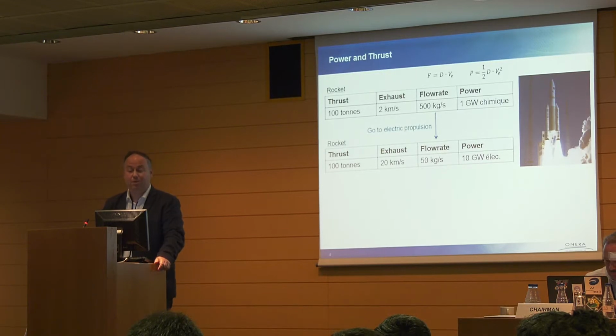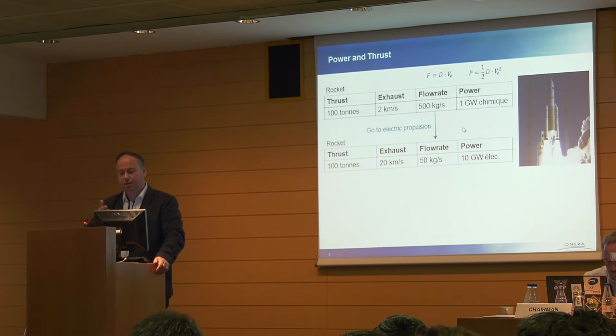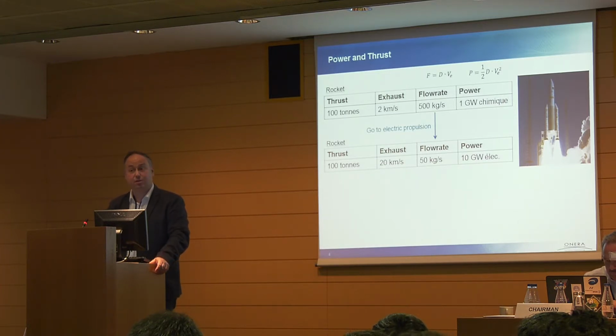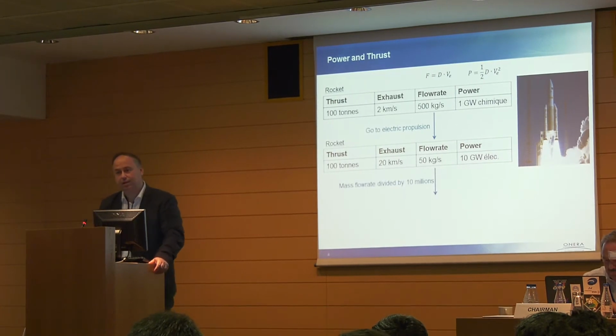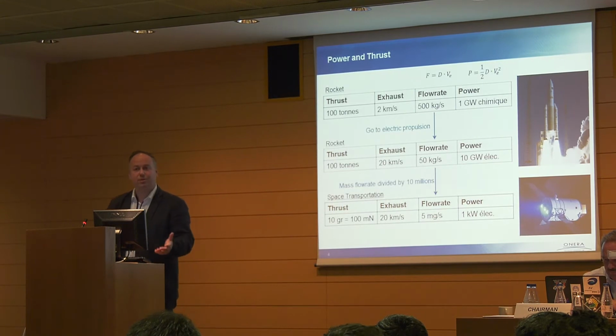The problem is that it is not only 10 times larger than chemical propulsion, but it's electricity. For 1 gigawatt of chemical power, you need a booster. For 10 gigawatts of electricity, you need one or several nuclear power stations. So you realize quickly that I have to divide that by 10 million to get into numbers that matter for electric propulsion.